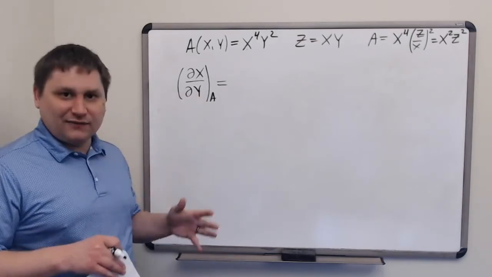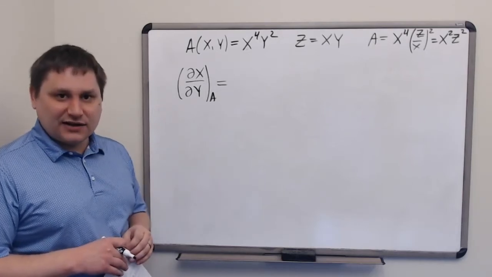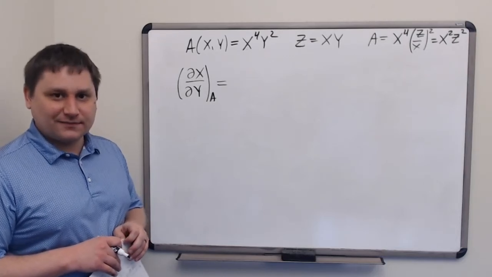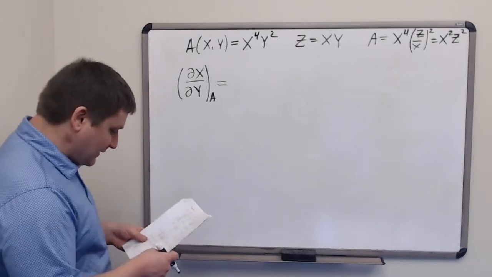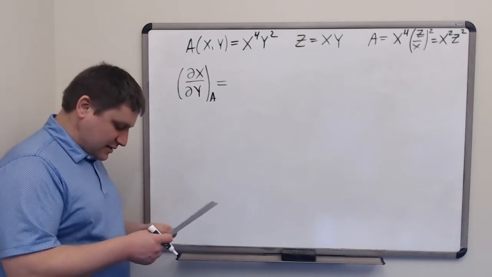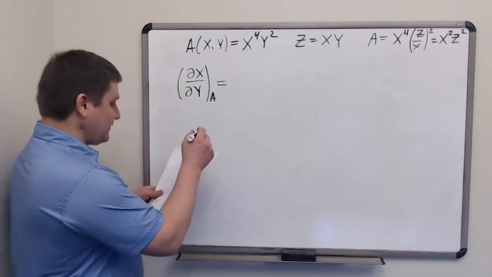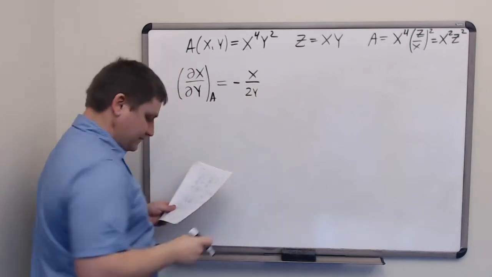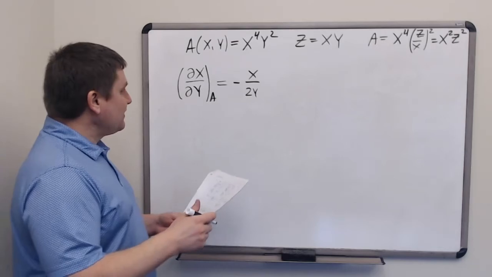I want you to pause the video and see if you can find some way to calculate this. You can use any of the identities that you want, or another method if it occurs to you. Okay, let's check our work. The answer to this derivative is equal to negative x over 2y. Here are some methods by which you could get that.